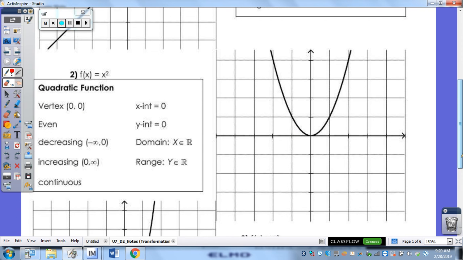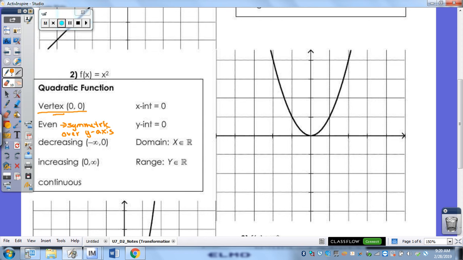So in our second graph there, that's our quadratic function. A quadratic function doesn't really have slope like we did on the last one, although this one does have a vertex at 0, 0. We got our x and y intercepts there. They're both zeros also. This is an even function because it's symmetric over the y-axis.